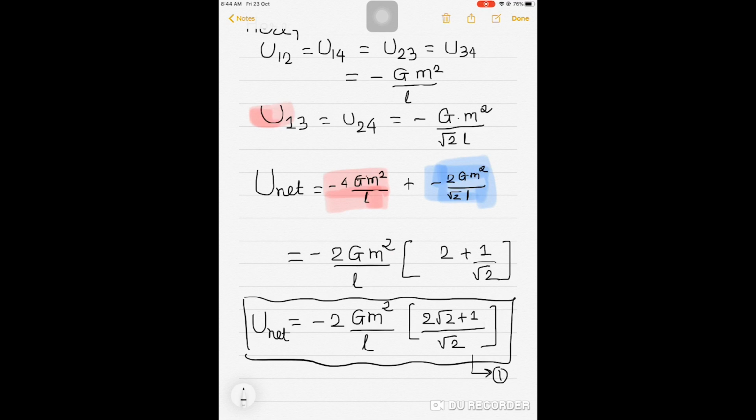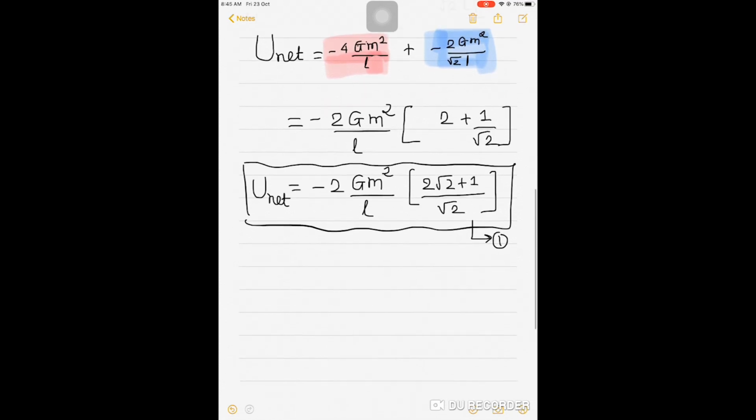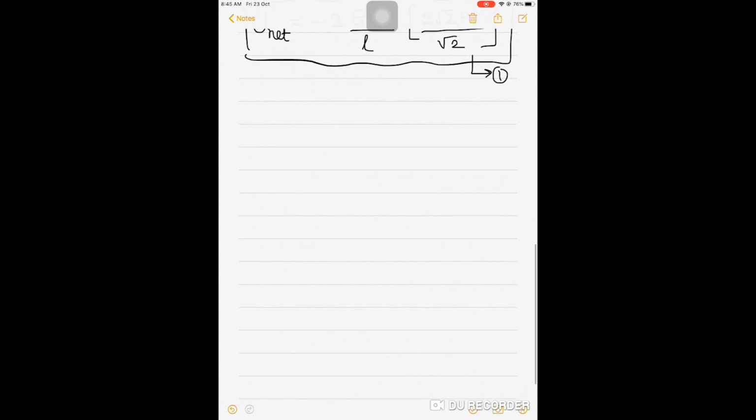In another part, we are also asked to find the potential at the center of the square.